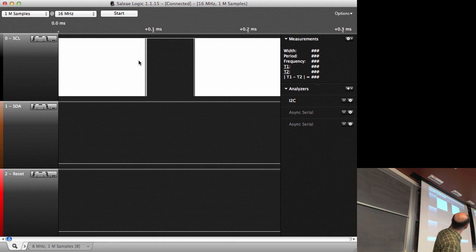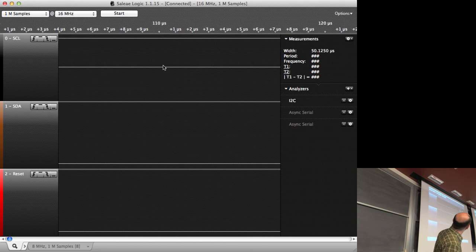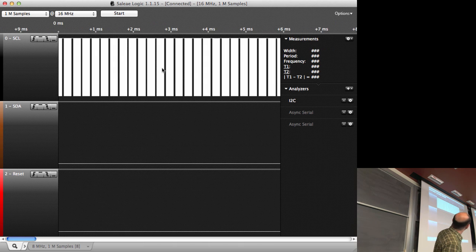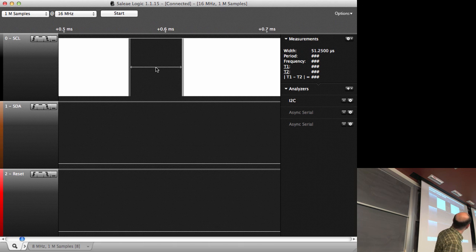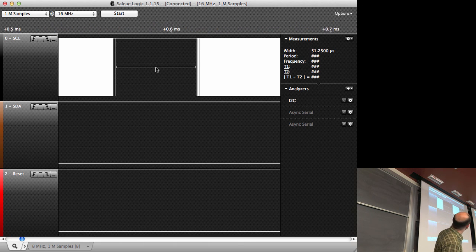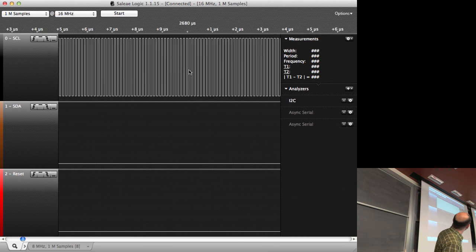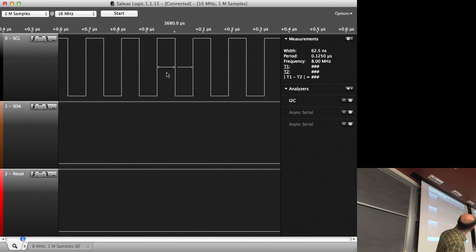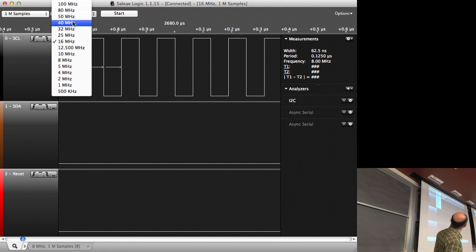Let's see what happens if we zoom out. Oh, wait. That's odd, right? There are like huge steps in there of just highs. And in between, it's a nice square wave of 8 megahertz right now. Remember this 8 megahertz. And we sample at 16. Okay, so let's see what happens.